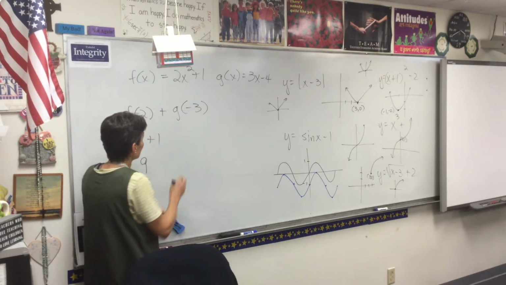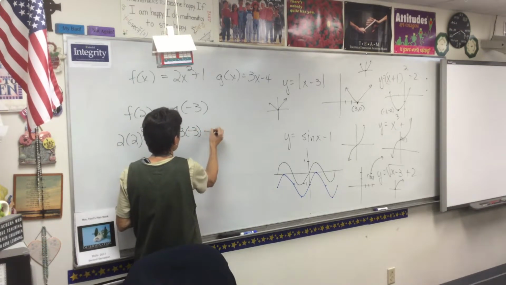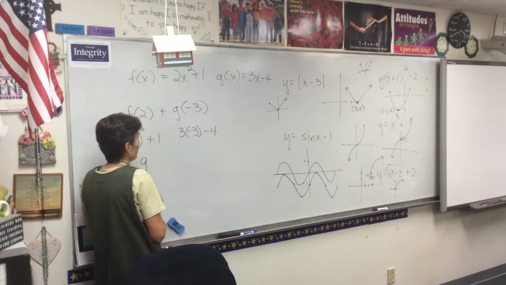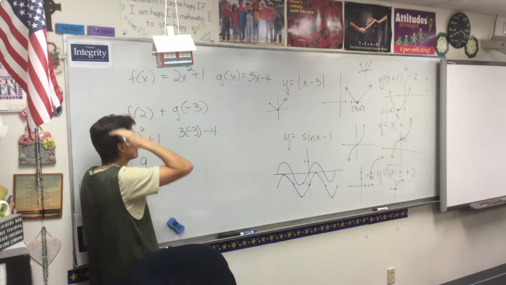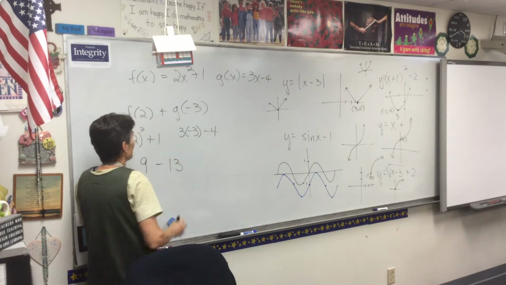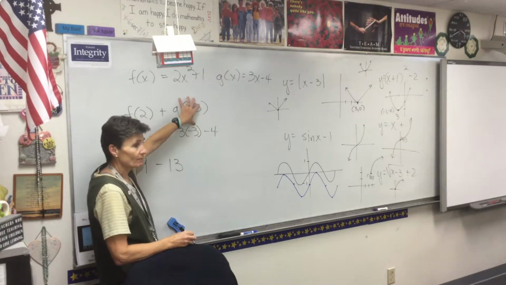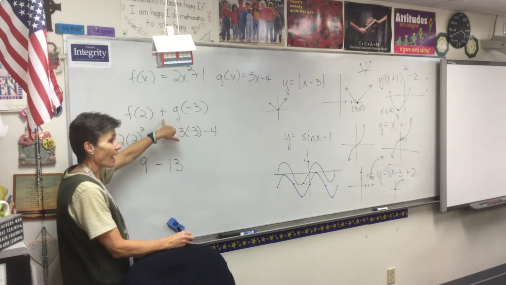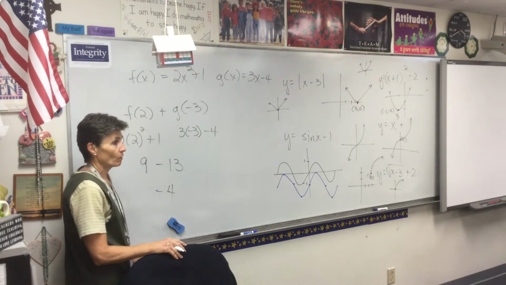Now g of negative 3, put it in the g function. So g of negative 3 would be what? Negative 9. Negative 9 minus 4 is negative 13. So I got 9 here, I got negative 13 here, I add them together, and the answer to the problem is negative 4.